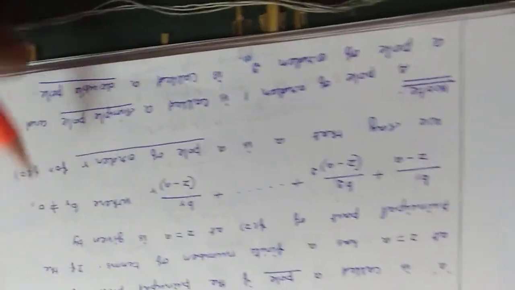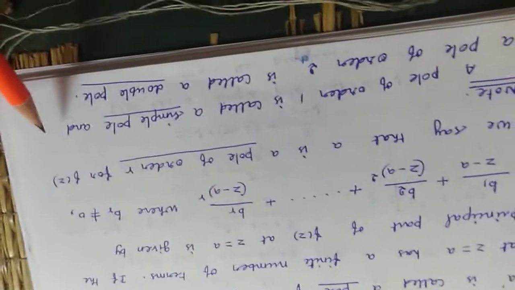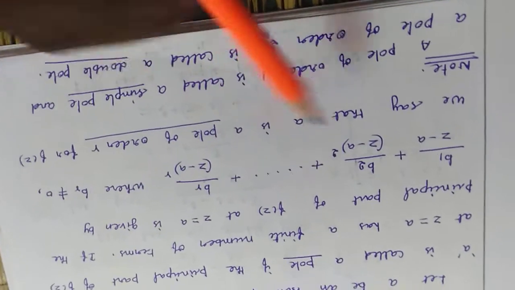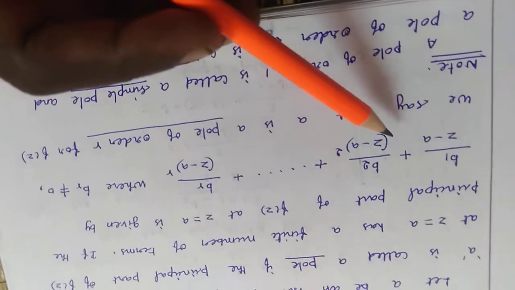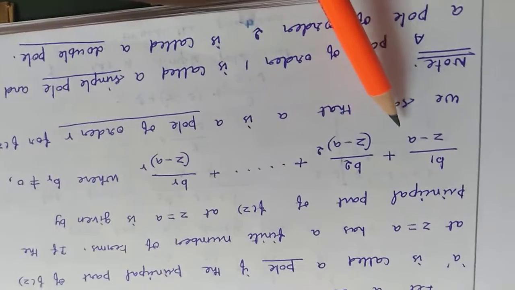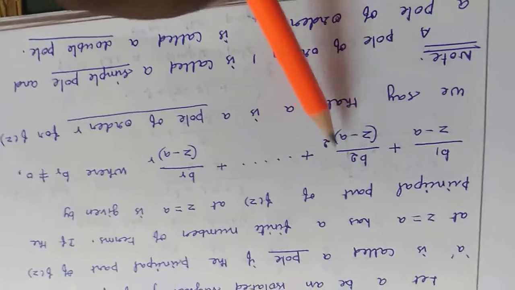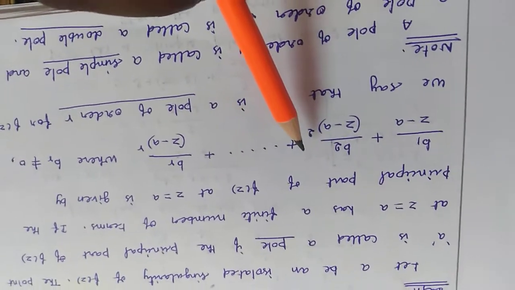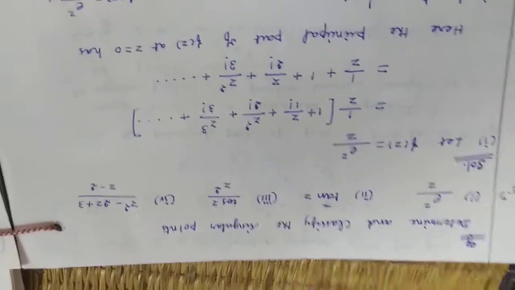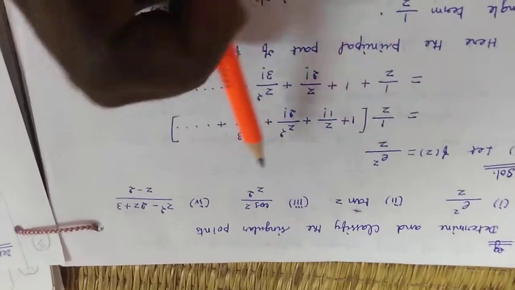A pole of order 1 is called a simple pole and a pole of order 2 is called a double pole. That is, if only the b1 by (z minus a) term is involved, then a is a simple pole. If b2 by (z minus a) square is also involved in the series, then z equal to a is a double pole. For example, determine and classify the singular points of e power z by z, etc.